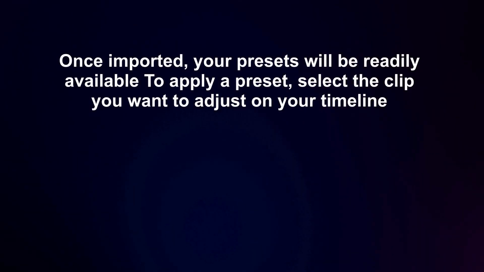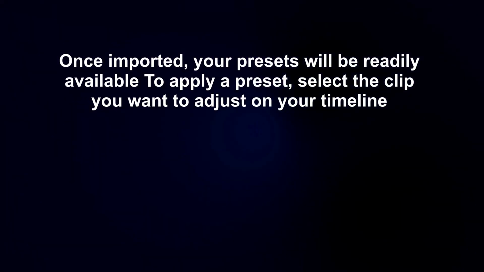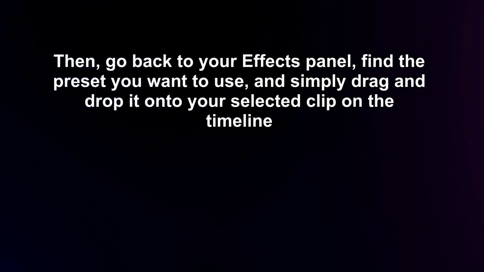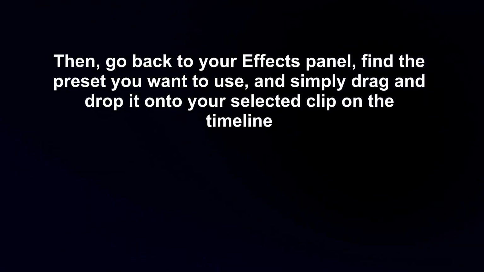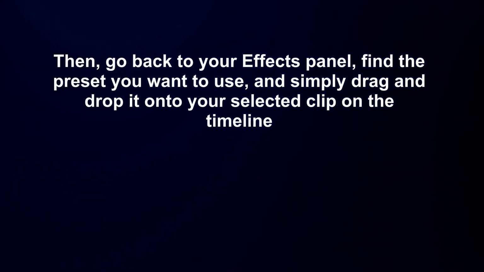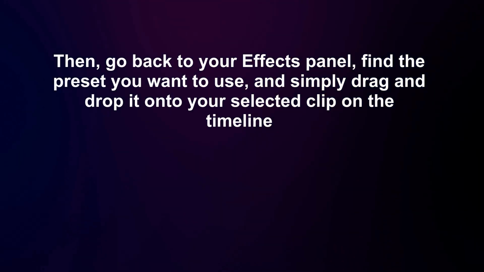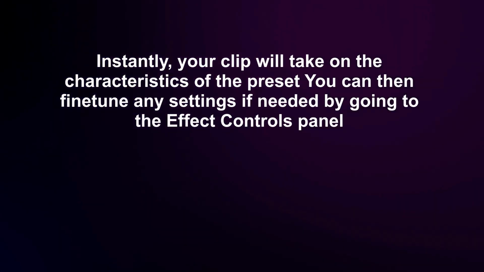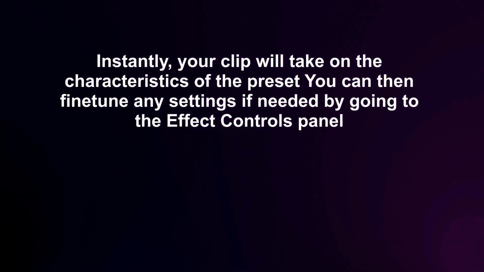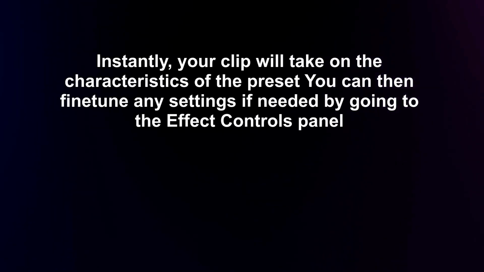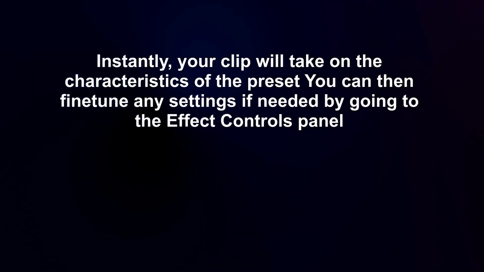To apply a preset, select the clip you want to adjust on your timeline. Then, go back to your Effects panel, find the preset you want to use, and simply drag and drop it onto your selected clip on the timeline. Instantly, your clip will take on the characteristics of the preset. You can then fine-tune any settings if needed by going to the Effect Controls panel.